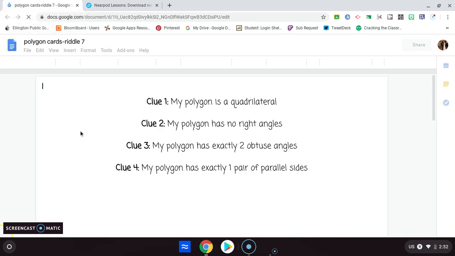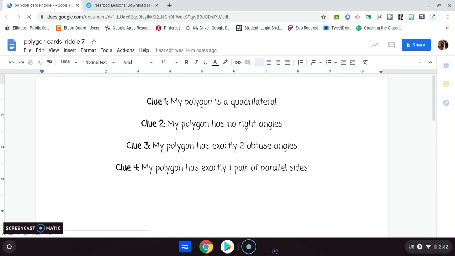All right, here we go, last one. My polygon is a quadrilateral. Just like before, so it's another 4-sided shape. So you're going to flip over any triangles and anything that has 5 or more sides. You're only looking for 4-sided shapes. So you should see rectangles, squares, parallelograms, trapezoids, rhombus. Those are the shapes of quadrilaterals. Those are the ones you should see.